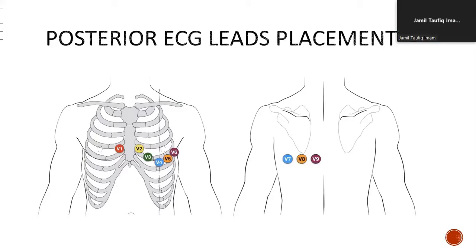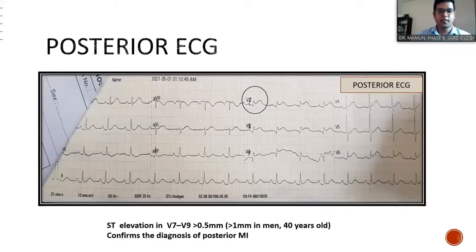Now, how will we take a posterior ECG? It is quite simple. We withdraw the V1, V2 and V3 leads and place them in V7, that is the left posterior axillary line, V8 position, that is the left scapular border, and V9 in the left paraspinal border. What happens after taking the posterior ECG? There is ST elevation in V7, V8, and V9, and it confirms the diagnosis of posterior MI.